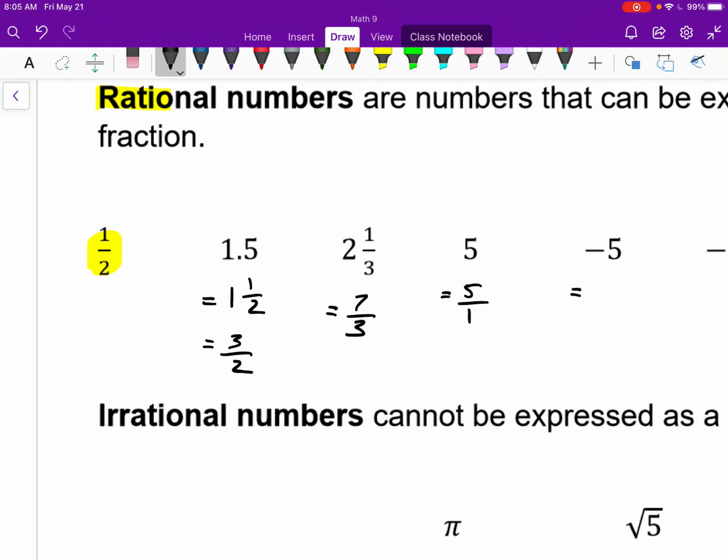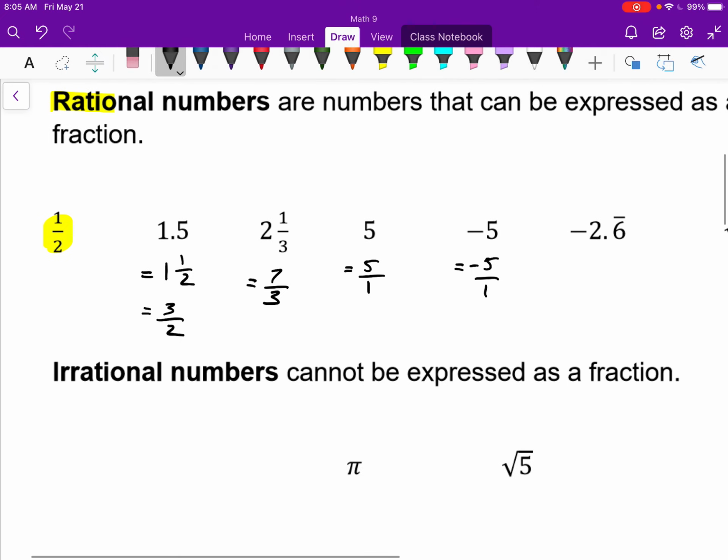And same thing with negative numbers. Just because it's negative doesn't mean it's not a rational number. For example, -5 I can think of as -5 over 1. -2.6 repeating. If the decimal repeats in this case, then I can express this exactly as a fraction. This is the same as -2, and 0.6 repeating is the same as 2/3. 0.666 forever is the same as 2 divided by 3. And -2 and 2/3, if I change to an improper fraction, 3 times 2 is 6, add it to the top, 8, so I have -8/3. But most importantly, all of these are rational numbers.